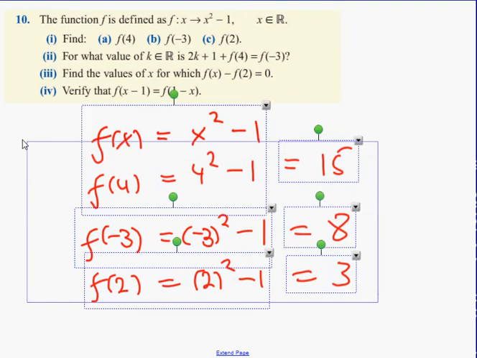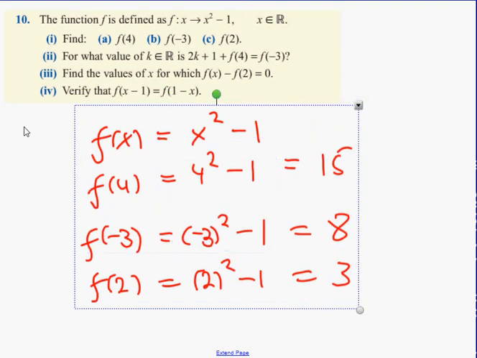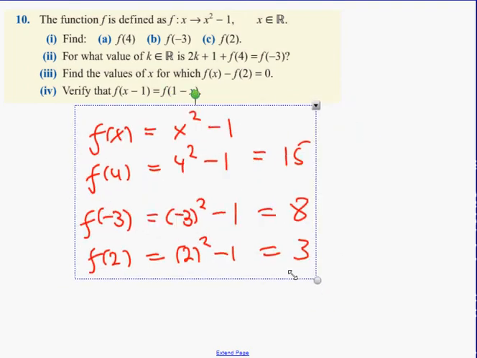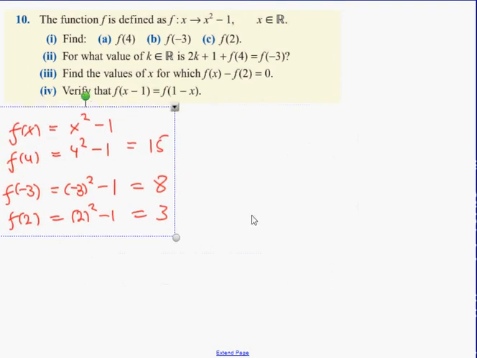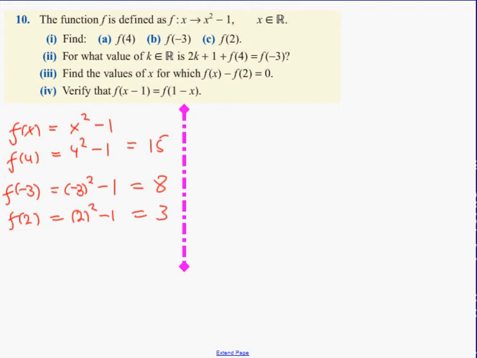Part 2. It goes, for what value of k? Now what does k element of R mean? Anybody know? It just means k is a number. It just means it's a normal everyday number, okay? And it goes, for what value is 2k plus 1 plus f of 4. What did we say f of 4 is? 15. And that has to equal f of minus 3. What's f of minus 3? 8.